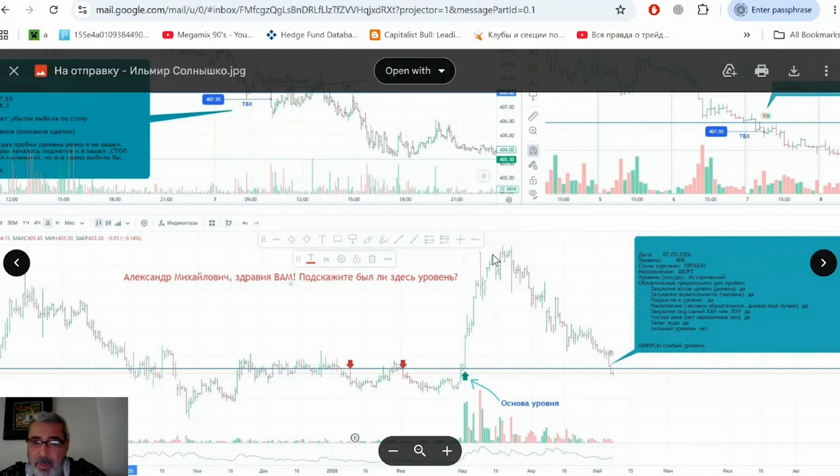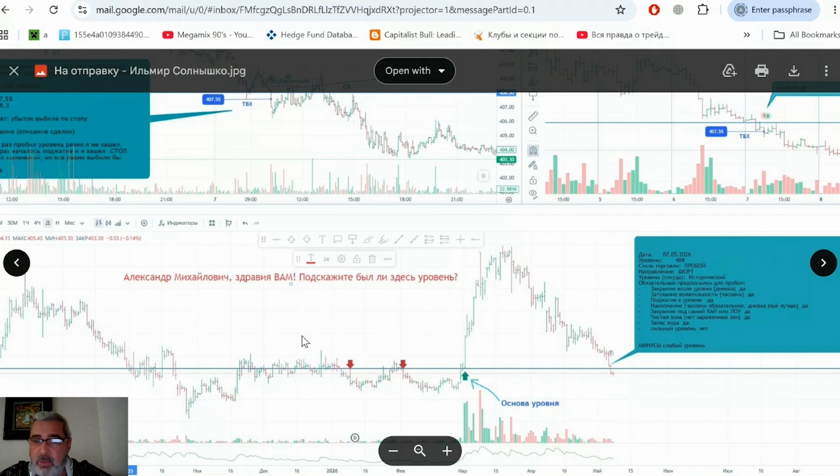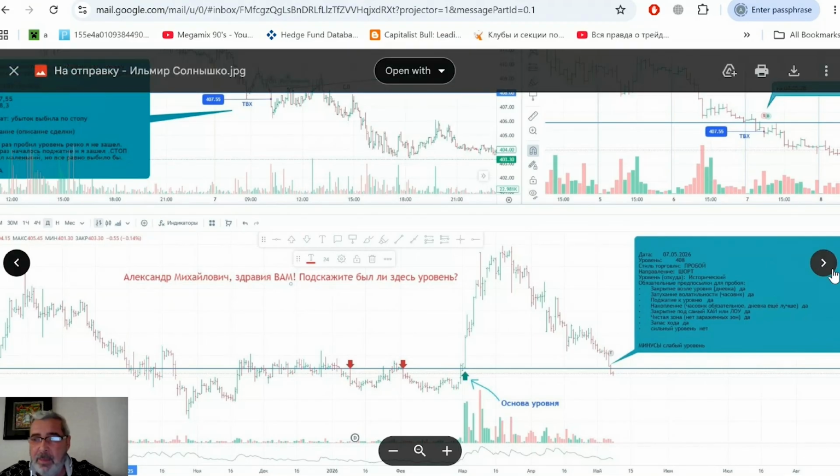This setup right here was actually excellent. Yes, the level was there and it was a good one. The move started from this level, though the price kept wandering back and forth. Everything was fine except for one thing. You needed to wait a bit. You had to be a little more patient because after such a massive move, these kinds of levels rarely get broken out on the first attempt.